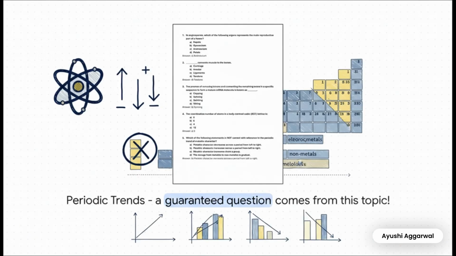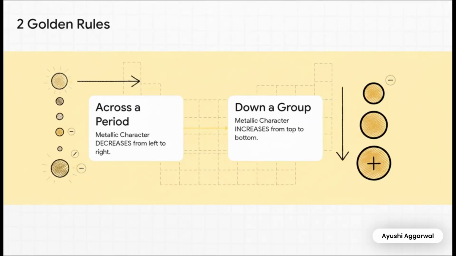And here we are, our final question for today. And it's from a topic that will 100% show up in your exam. Periodic trends. The question asks, which of the following statements is not correct with reference to metallic character? The most important word here, not. You have to pay close attention. Now, to solve this, you only need to know 2 golden rules.